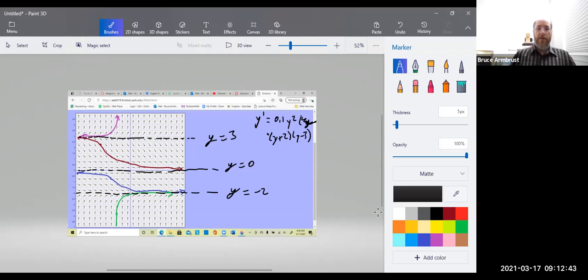The unstable ones, notice that as we go to infinity, we're peeling away from them, but they were an asymptote as we went to negative infinity. And then the semi-stable ones had an asymptote on either side, again, depending upon whether we had the stable side or the unstable side.